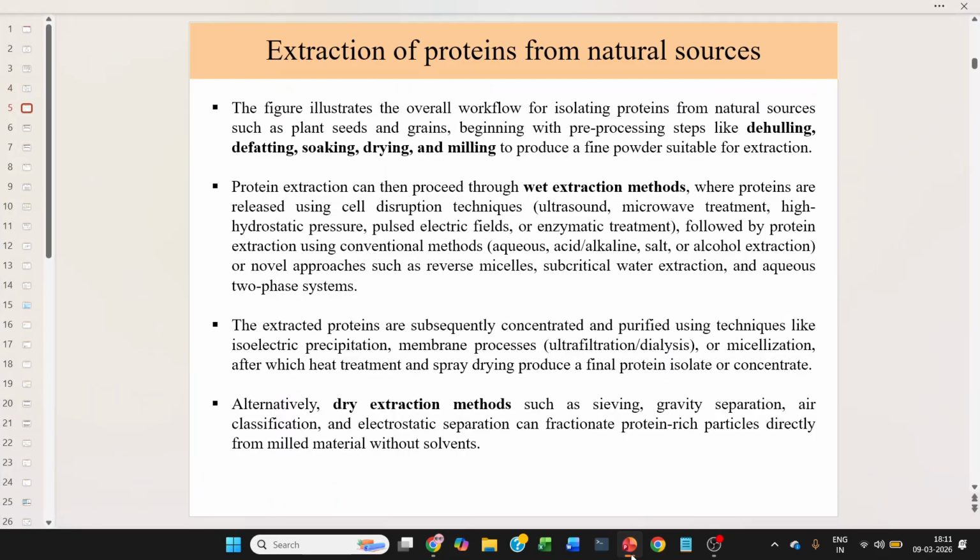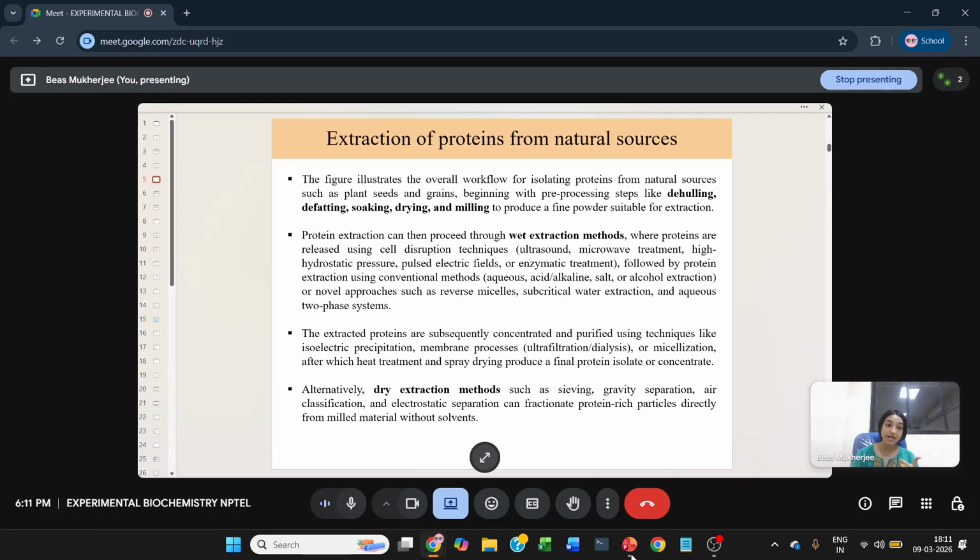So there are two different methods. One is wet extraction, another one is dry extraction. But before that, there are different processing steps for these grains or seeds. Okay, so what are they? They are dehulling, that means you're removing the hull, or the covering of the seed, defatting, soaking, drying, and milling. Milling means grinding, to produce a fine powder suitable for extraction.